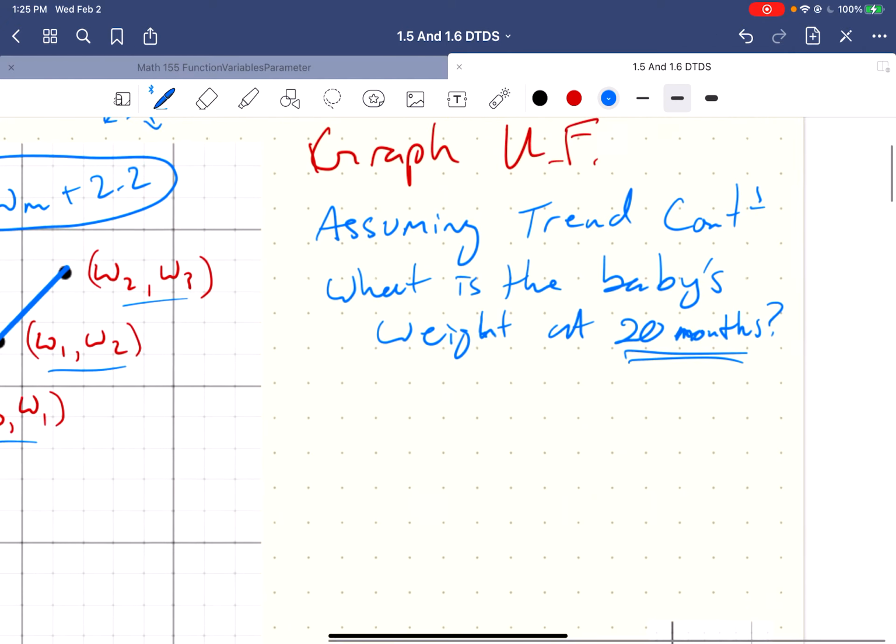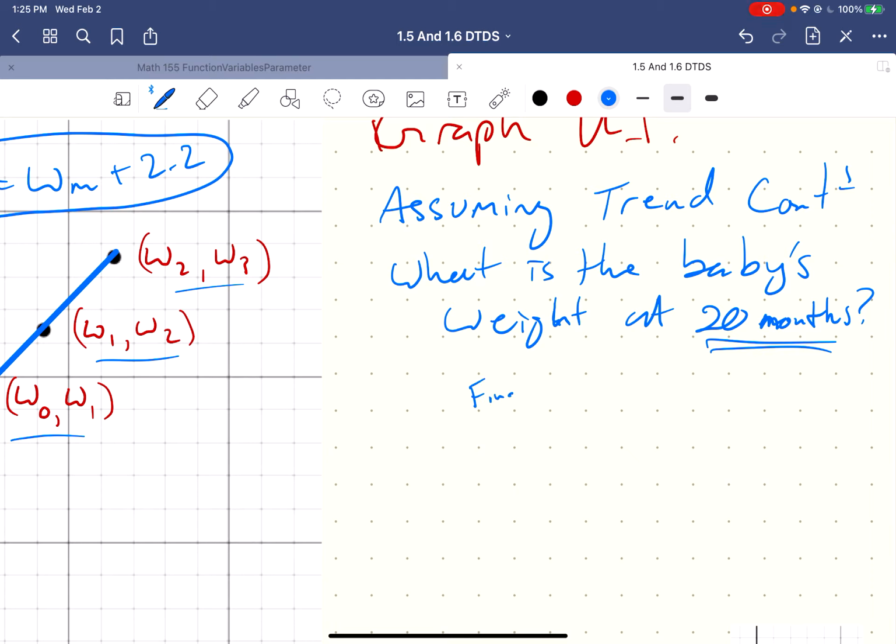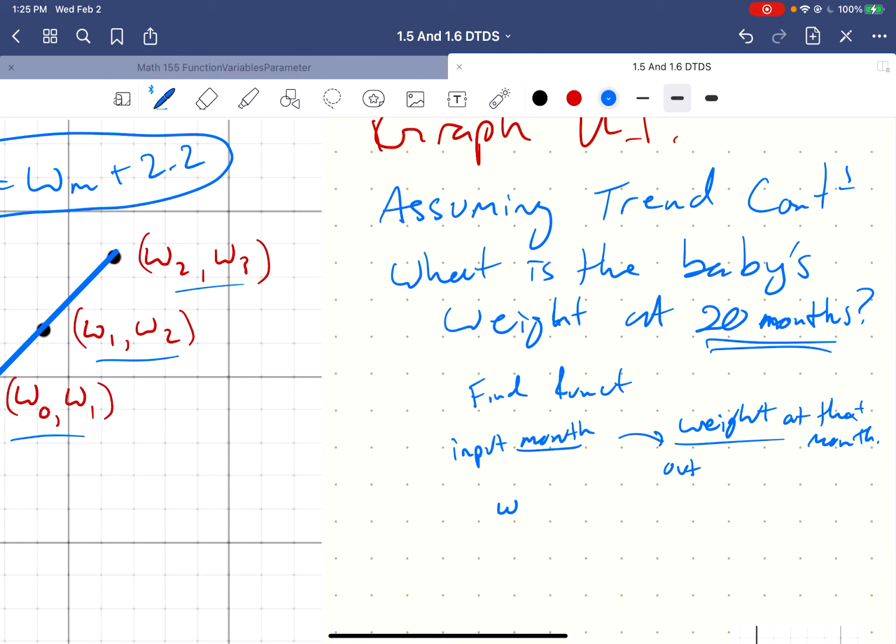Another way is to find a function. Find a function that will, if I give it as an input, the month, it will output the weight at that month. In other words, I need to find a function where if I give it m, it will output w sub m, right? W sub m stood for the child's weight at month m.